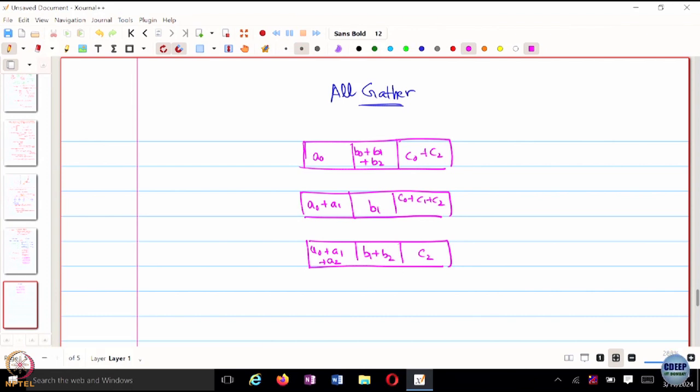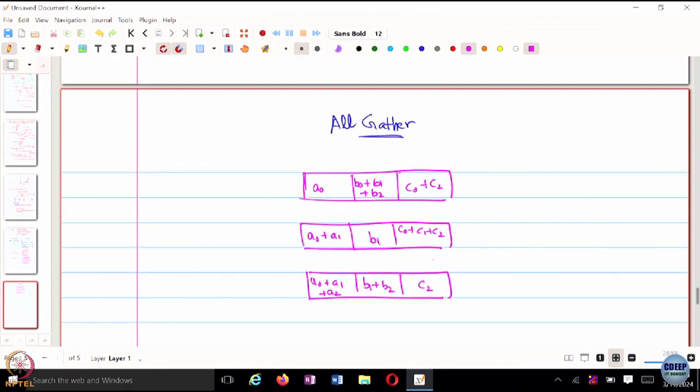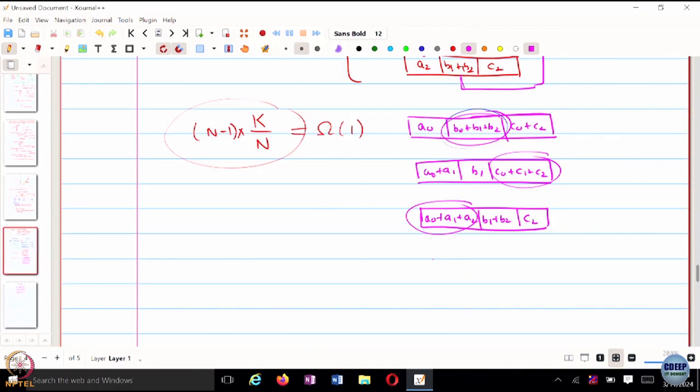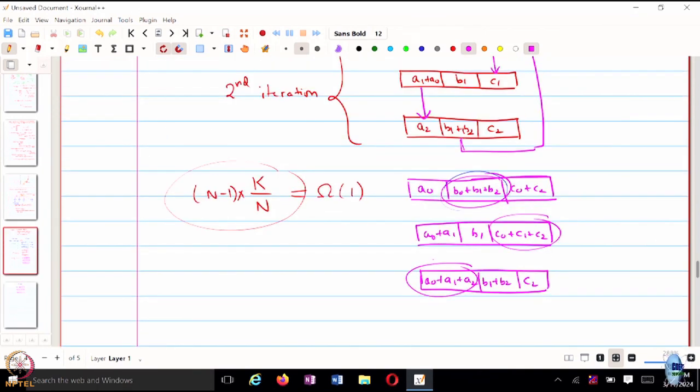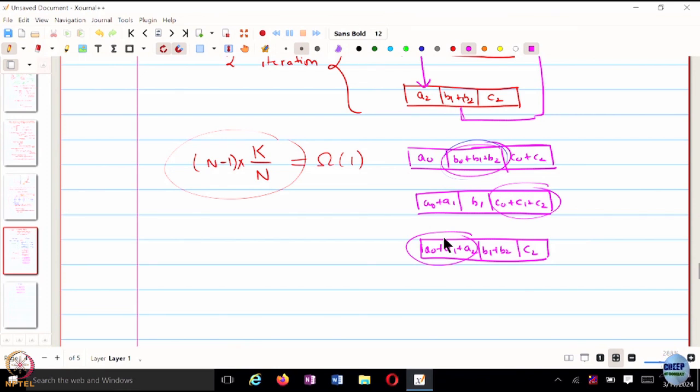So this is the current state of information after the scatter reduce step, right? Now in the all gather step, unlike in the scatter reduce step where the incoming information is simply added, in this case you are basically going to rewrite your current information with the incoming information. So what happens is, this information is relayed, let's say here, in the first iteration. This information is relayed here, and this information is relayed here.